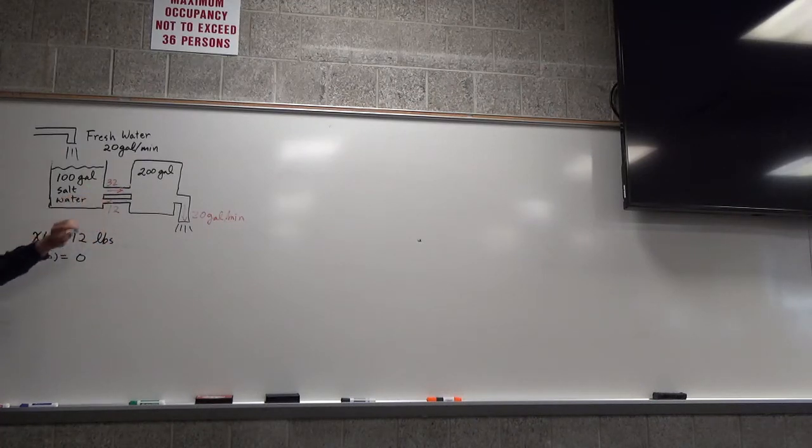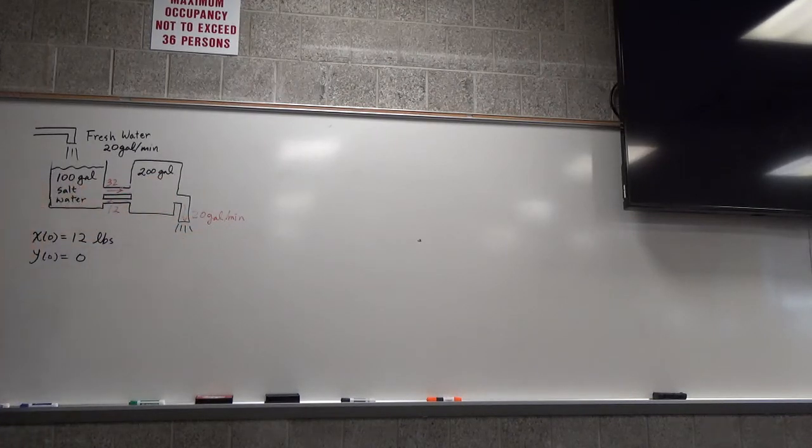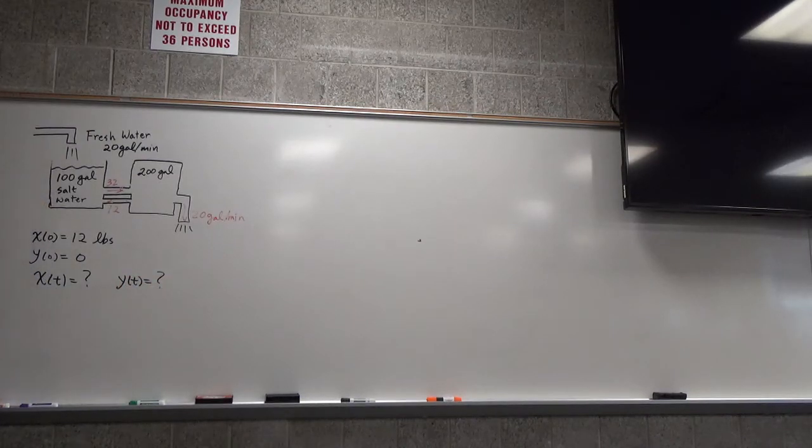I didn't have space to write gallons per minute, but it's 32 gallons per minute going that way, 12 gallons going this way, and then 20 gallons going out, where we assume that all the water, or the brine, that's leaving the tank or coming in is well mixed. And I want to see the amount of salt at time t, minutes, and the amount of salt in the second tank at time t, minutes. So that's question one.